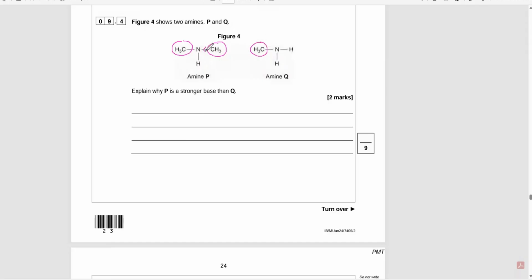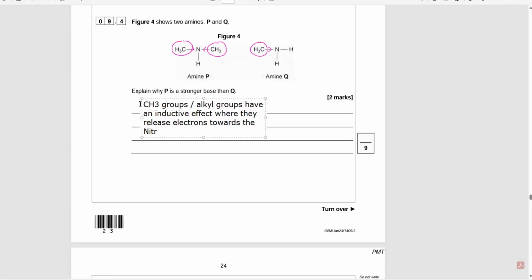Now I'm going to go through the explanation. Check out these groups. What do we call these? These are alkyl groups or R groups. They're actually methyl groups in this situation. And you can see Q only has one methyl group, whereas amine P has two methyl groups. So what we want to say, it has more methyl groups or alkyl groups. These alkyl groups, you can see I've drawn a little arrow going towards the nitrogen. They have a positive inductive effect where they release electrons. They kind of donate their electron cloud towards the nitrogen.